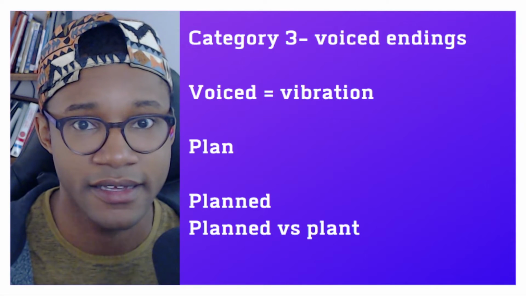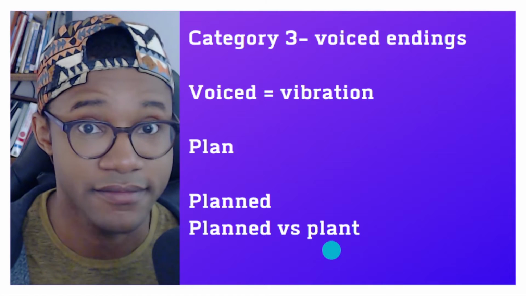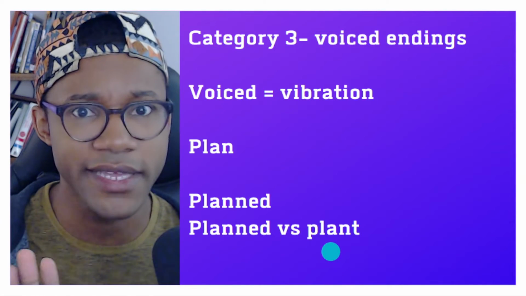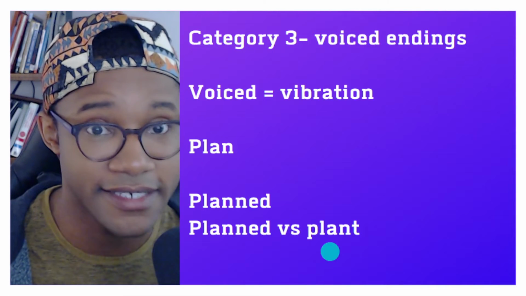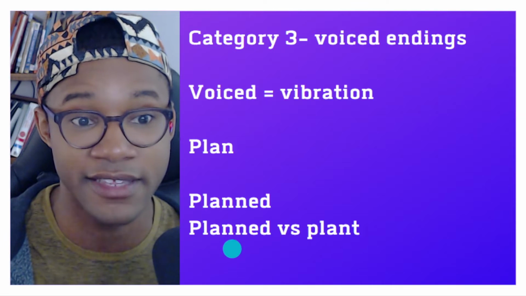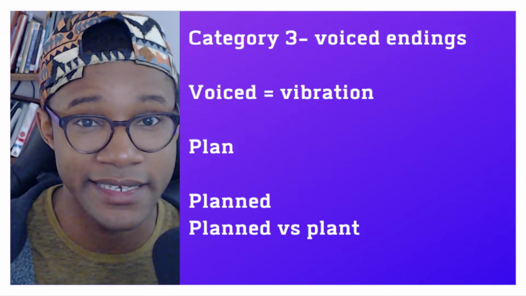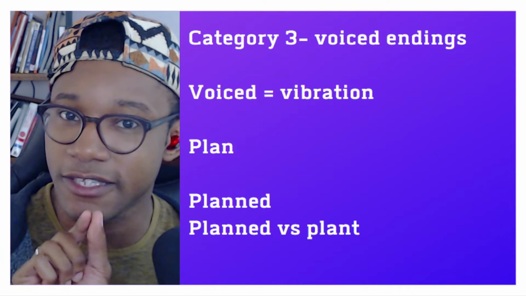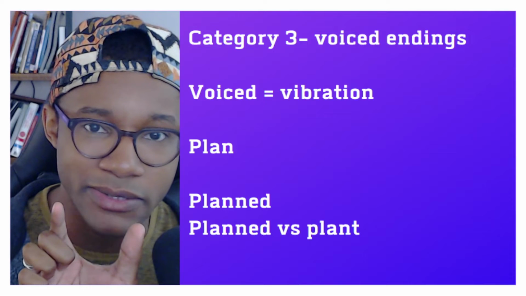Planned, versus plant. It's totally okay for you to release that T if you need to for this word, plant, eggplant. But you'll notice that this one is consistently shorter than this one. If you ever get people misunderstanding your voiced endings, maybe it's because you're making your syllables too short. For these voiced endings, we gotta make the syllable a little longer.